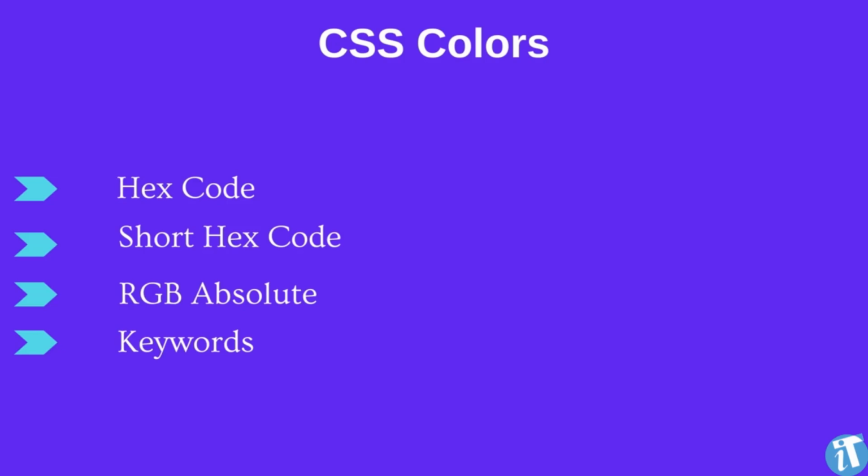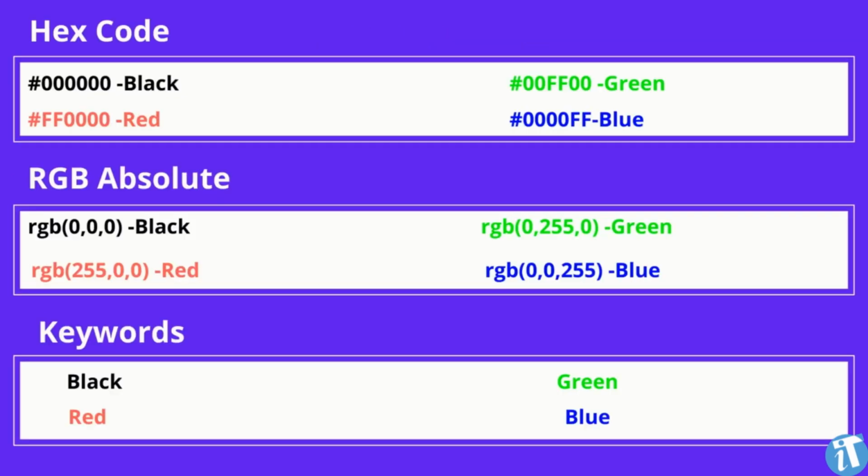Whenever we talk about a color, all the colors are made up of 3 basic colors, that is red, green and blue. So this RGB combination will help us in forming the different colors which we can make. So we have hexadecimal, short hex code, RGB absolute, that is the red, green, blue absolute, and the keywords. Keywords will help us in writing the name of a specific color. So here is a short example.